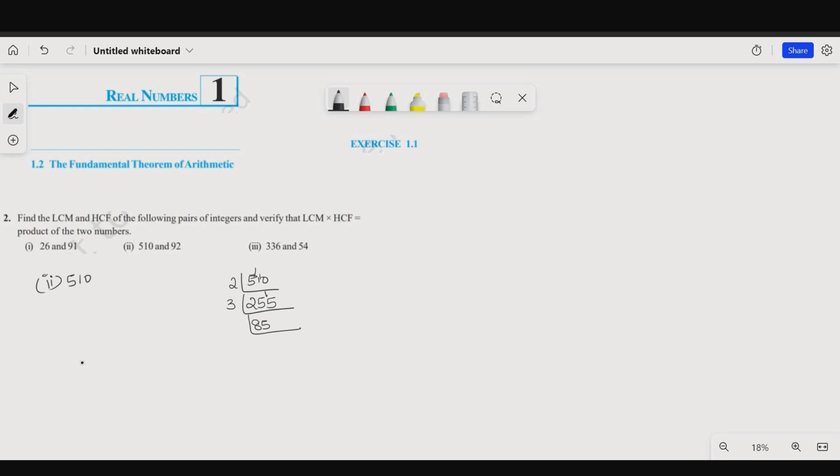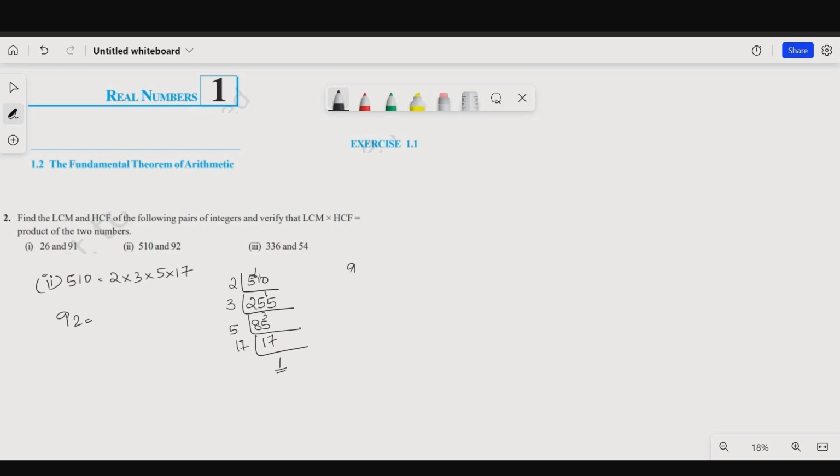Now this 85, it is divisible by the prime number 5, giving 17. Now 17 itself is a prime number, so 17 is divisible by 17 itself. So we can write 510 as 2 into 3 into 5 into 17.